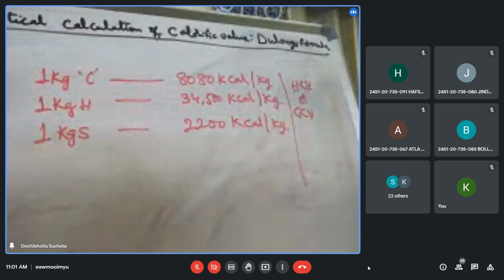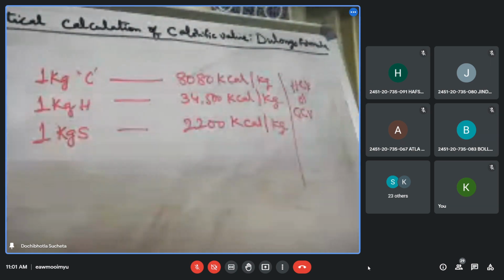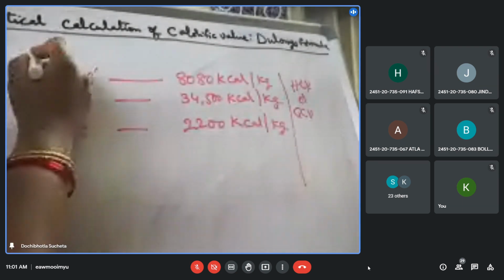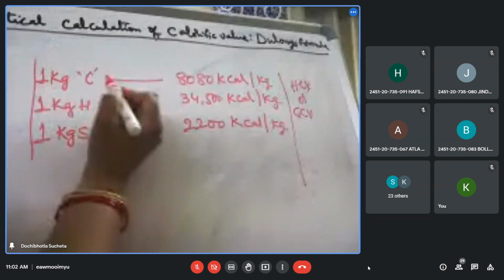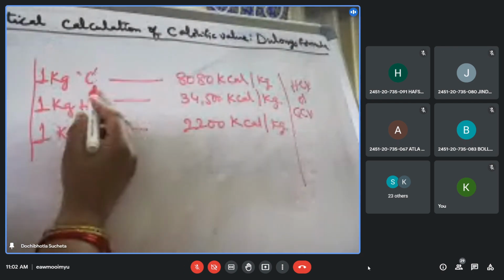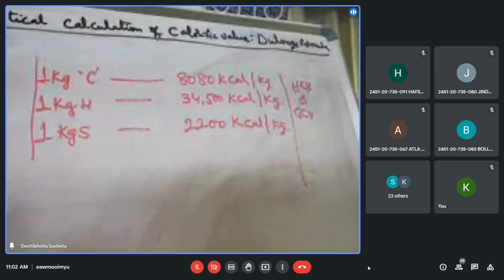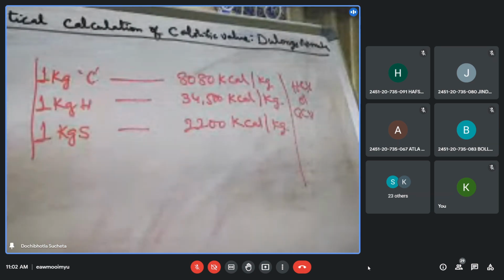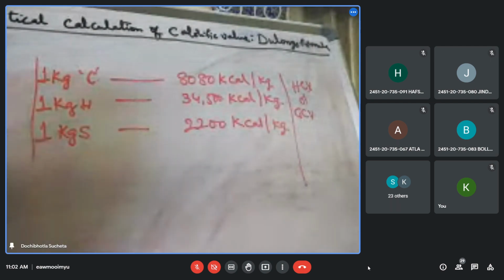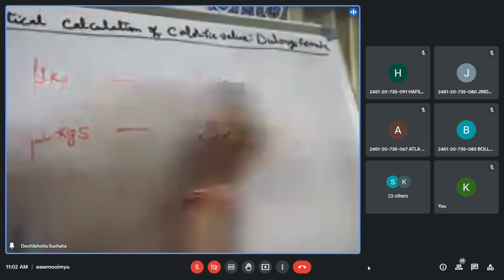And then they understood that nitrogen need not be included because it does not affect. Oxygen is never present in free state, so that is also ruled out. So they understood that for giving the Dulong's formula, the three elements required are carbon, hydrogen, and sulfur percentage. And the Dulong formula is given as follows. Now you start writing. Dulong's formula.